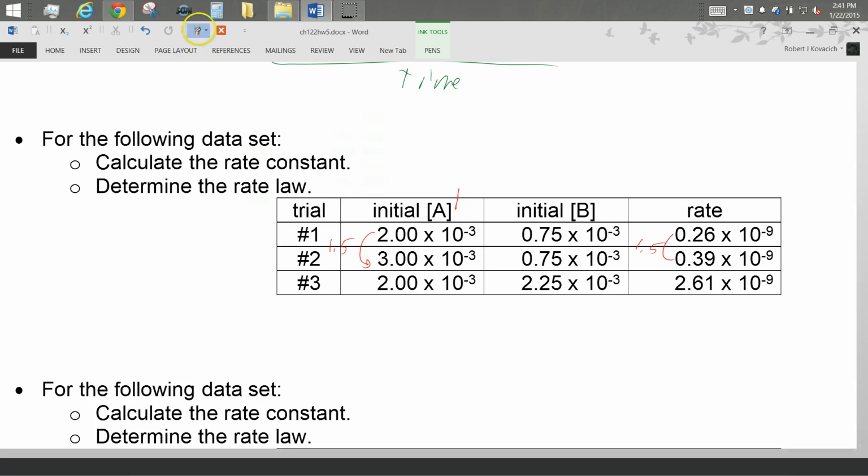Okay, so then, should we try trials 2 and 3? Why would that be a bad idea? Because they both change, so we wouldn't be able to isolate any effect of B. All right, so we're going to choose trials 1 and 3, and when I'm looking at 1 and 3, I get a threefold change here, and then I'm looking at this rate. It's about 10. Are we okay with that?